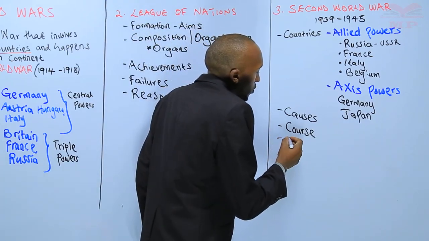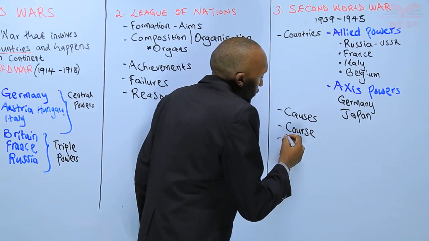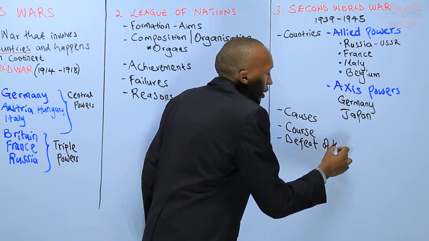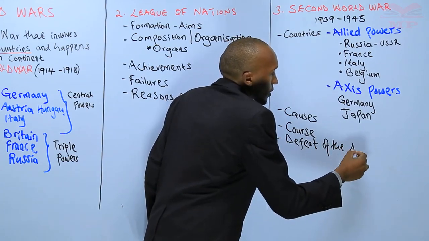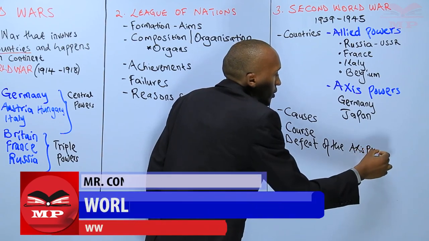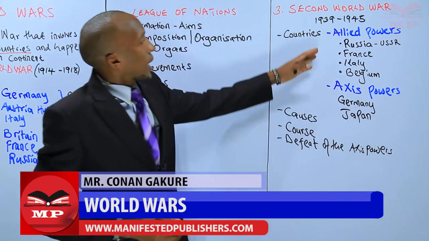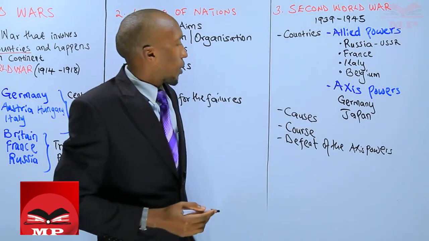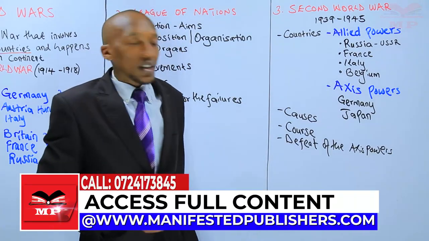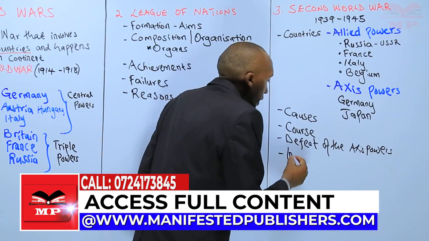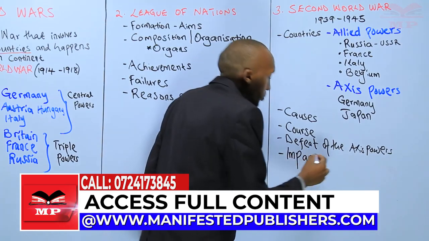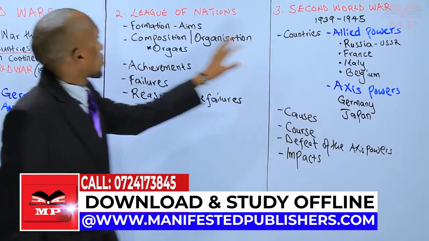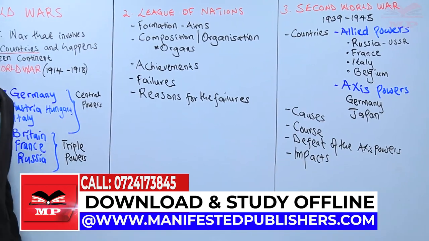Or before the result, we shall look at the defeat of the Axis powers. At the end of the war, the Allied forces were able to overcome the Axis powers. So we shall look at why they were defeated. And then finally, we shall look at the impacts of the war. So, my dear learner, this is everything that we are going to be discussing in this unit.